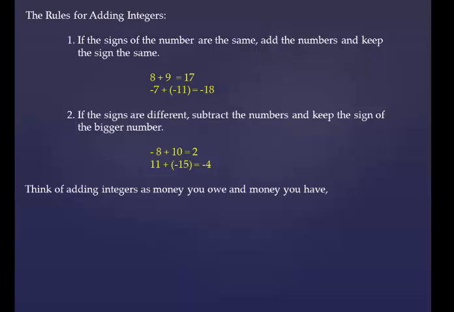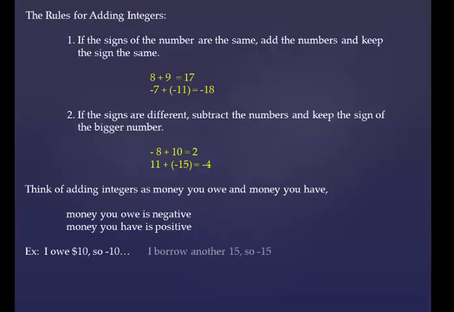If you think of it as money, money you owe and money you have, the money you owe is negative, the money you have is positive. So if I owe $10, that's a negative 10. And if I borrow another $15, that's a negative 15. I would now owe $25, negative 25. Likewise, if I owed 10 but I had 15, I would pay my 10 and I'd have $5 left. So you can think of it that way.